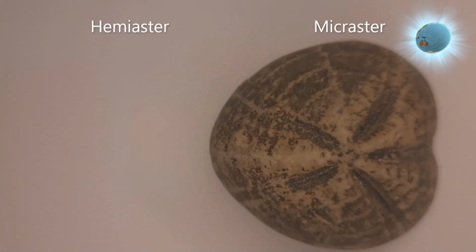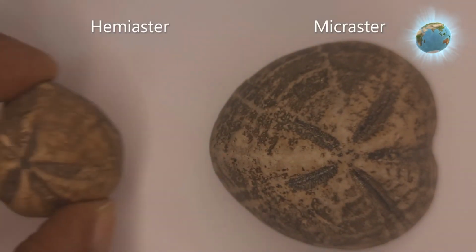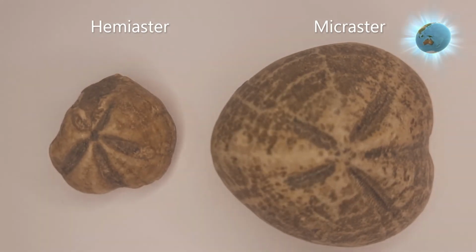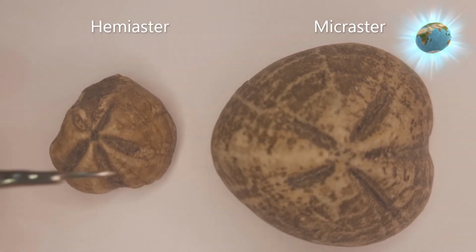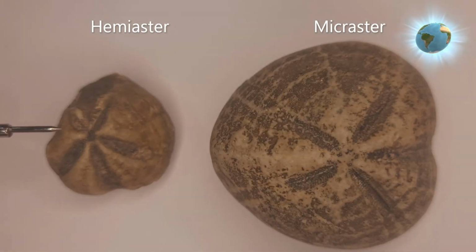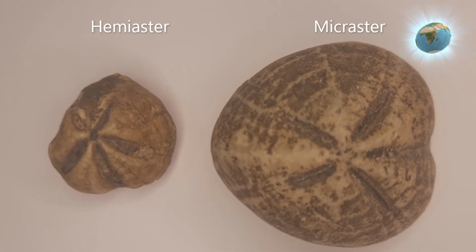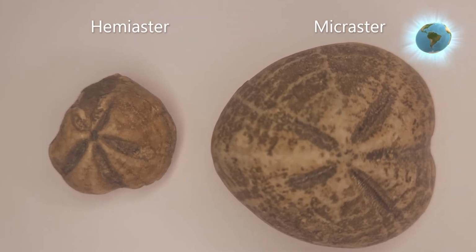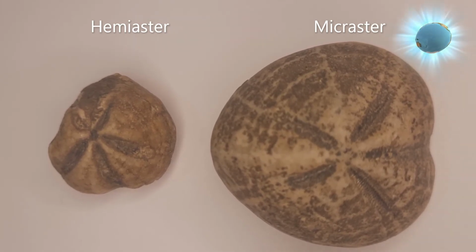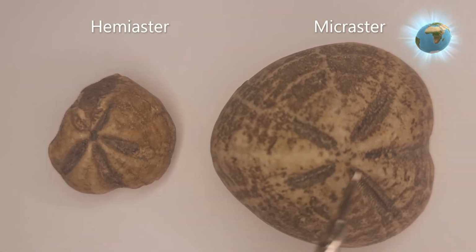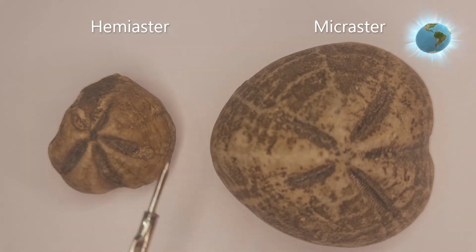To your right is Micraster and this is Hemiaster. This is Hemiaster and Micraster. This is Micraster. This is Hemiaster.